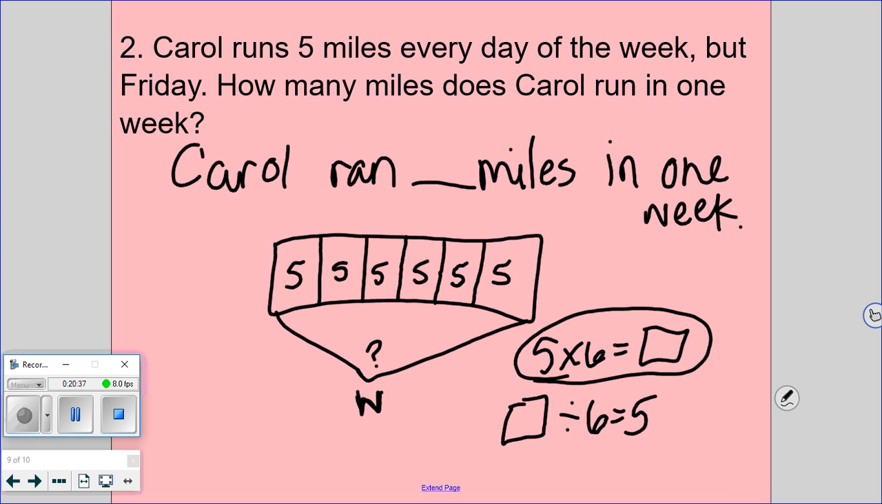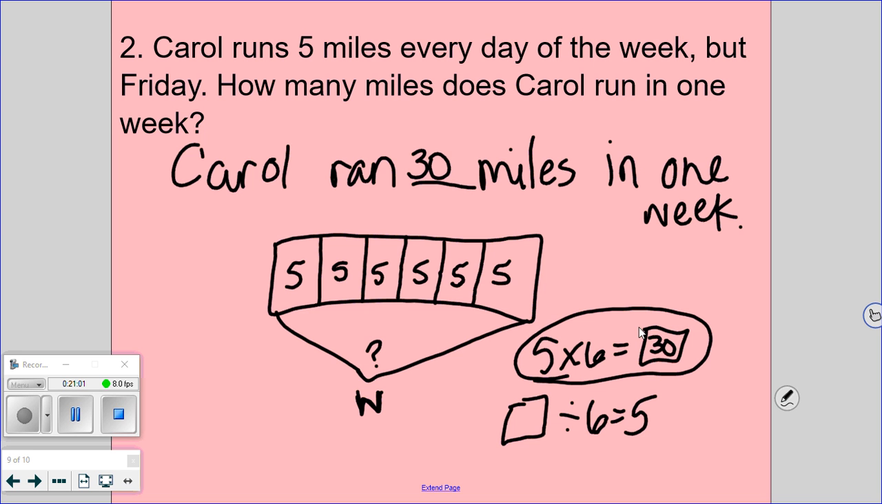All right, what kind of miles was Carol running? How many miles did she run in 1 week? Bria? 30. She ran 30 miles. 5 times 6 is 30. Last step is to fill in our answer sentence.